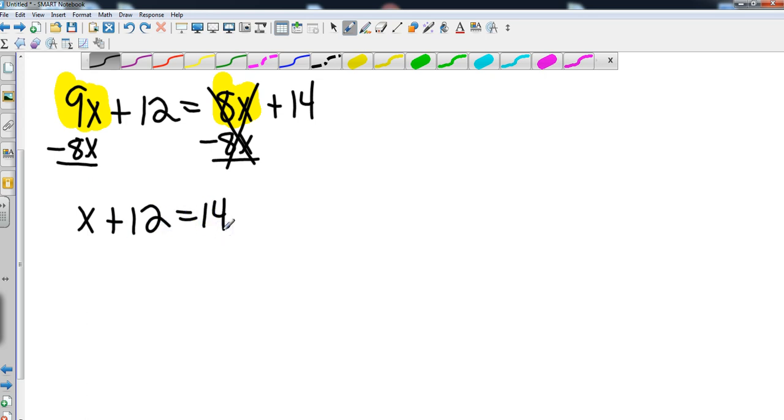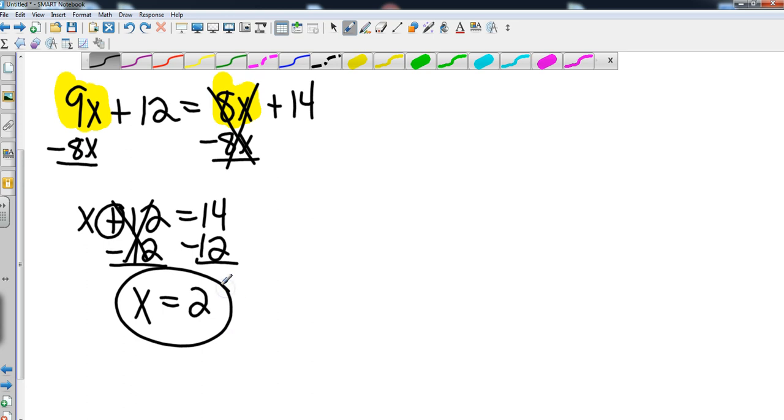And now it's just like Chapter 1, Section 3, the simple equation where it's just one step left. I have a plus 12. To move that to the other side, I'm going to subtract it from both sides. And that gives me a value of x equals 2. So this is the equation where it just has one value. What that means is if I substitute 2 back into the original equation, that is the only number that will solve it. What does that look like?